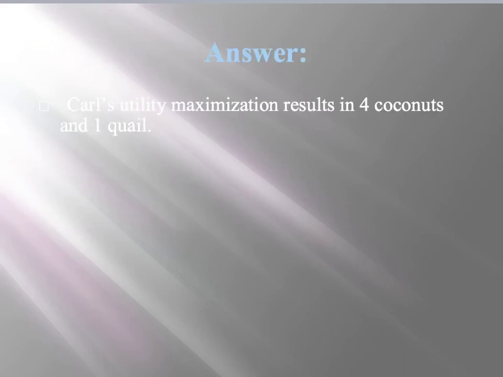So our solution to this problem, given this utility curve that we have, and the prices and the budget constraint that we were facing, we would be able to say that Carl's utility maximization results in 4 coconuts and 1 quail, given part B of the problem where we actually had a budget constraint.